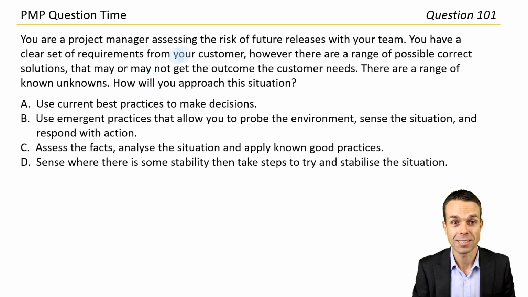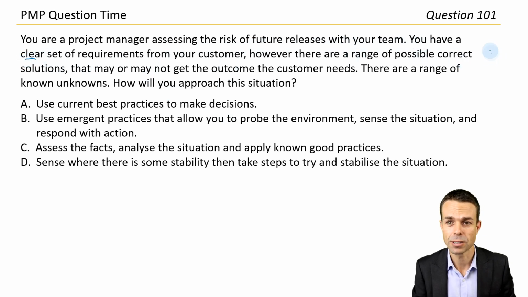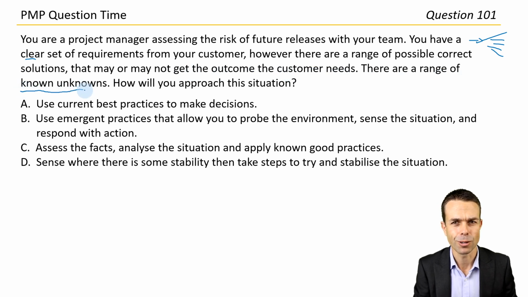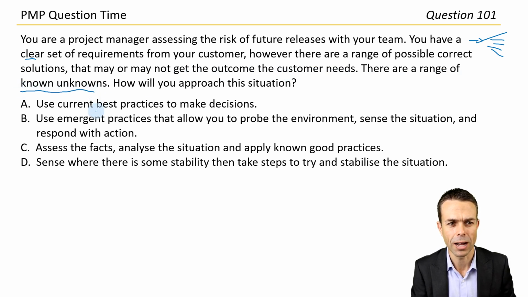You're a project manager assessing the risk of future releases with your team. You have a clear set of requirements from your customer. However, there are a range of possible correct solutions. So one input, lots of different potential outputs that may or may not get the outcome that the customer needs. There are a range of known unknowns. Well, I feel like that's a clue, but I'm not sure how. Known unknowns are like risks, so we know that they're there, but the impact of them is unknown.